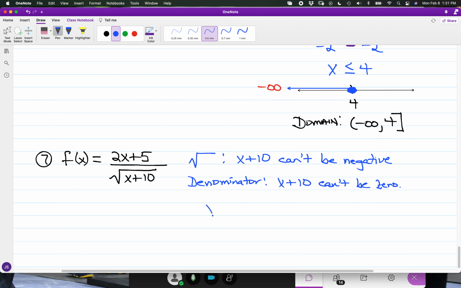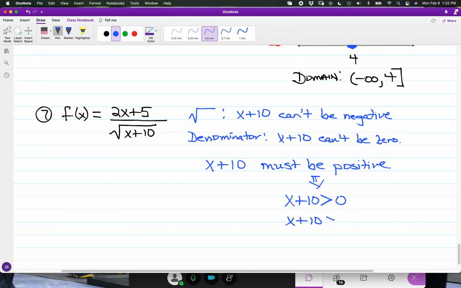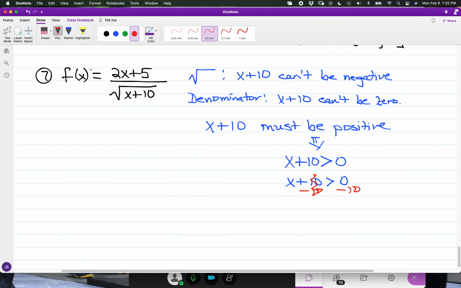So just filtering things through, x plus 10 can't be 0, can't be negative. x plus 10 must be positive. So in terms of an inequality setup, x plus 10 is greater than, not greater than or equal to, only greater than 0. And if I take 10 away from both sides, it turns out that to keep this function f of x real, x must be greater than negative 10.